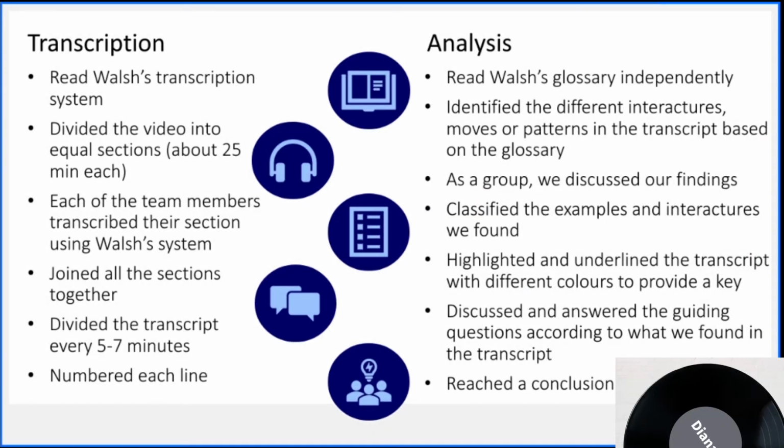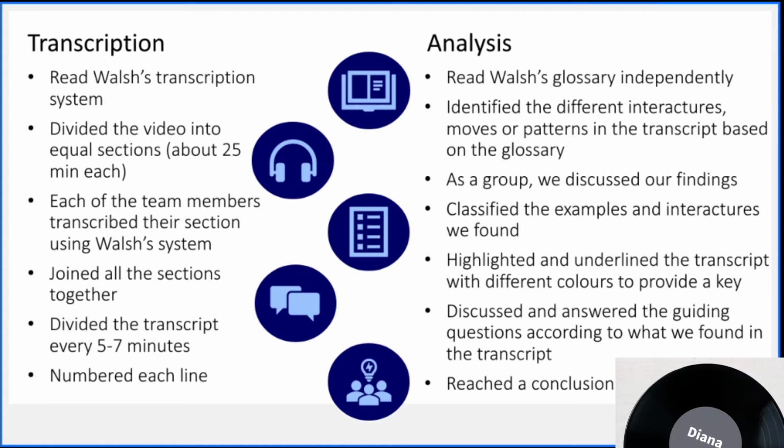For the transcription, we read the Walsh transcription system. We divided the video into equal sections, about 20 minutes each, and then all of us transcribed a section using the Walsh system. After that, we joined all the sections together and divided it every 5-7 minutes. Finally, we numbered each line.